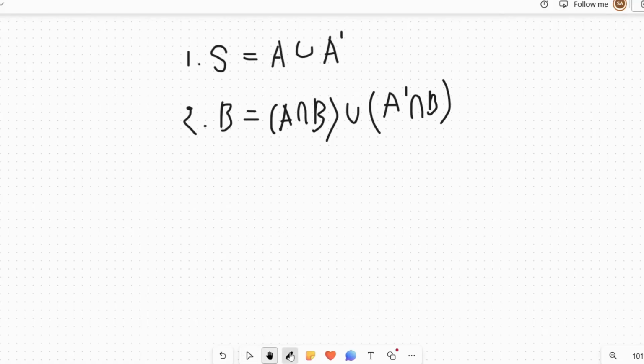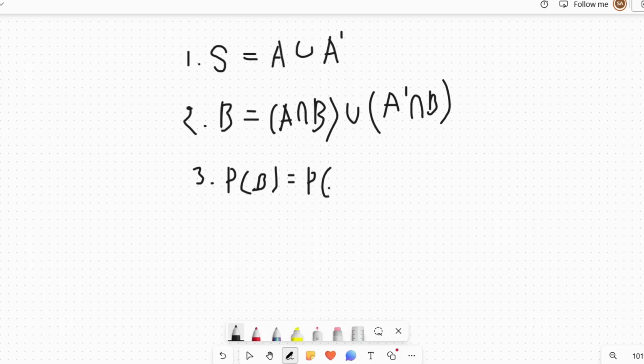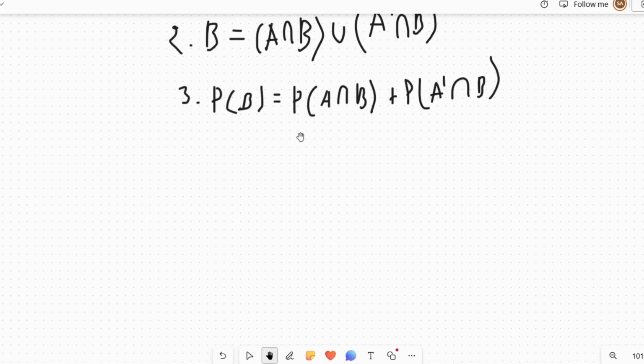Now let's write the third one. Probability of B equals probability of A intersection B plus probability of A bar intersection B. So that's how you can find the probability of B.